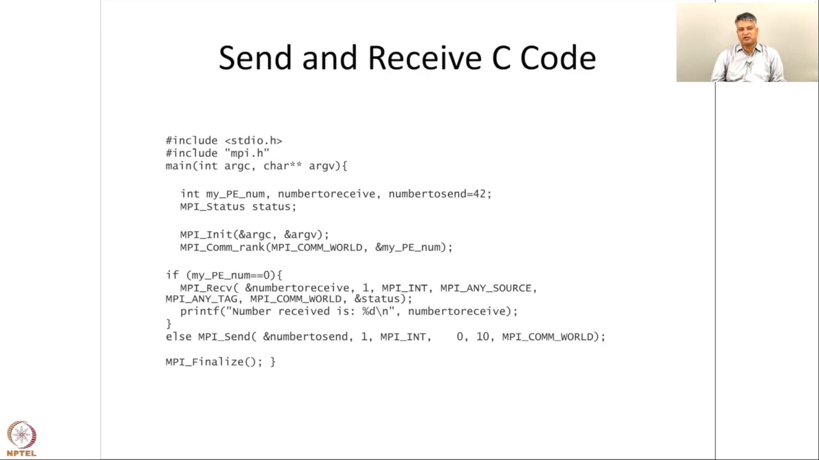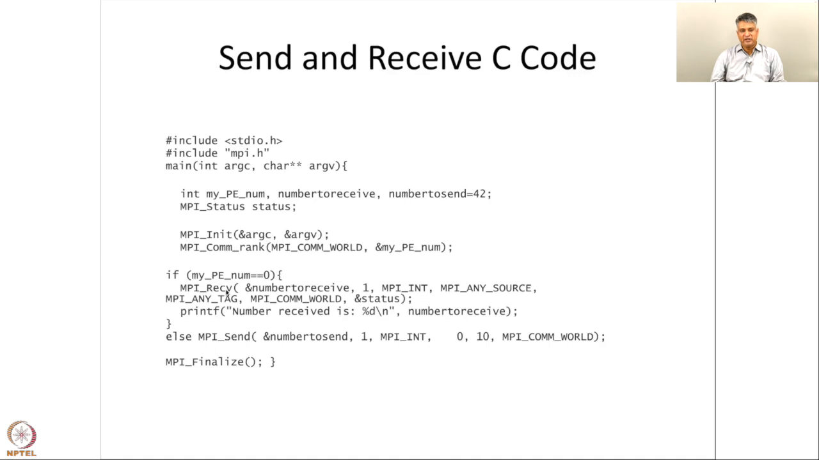The MPI communication rank tells me my process ID, my unique process ID from the communication world, and puts it into the variable myPEnum. And here is where the program starts to diverge. If I say my PEnum is 0, then I am going to go and do a receive function.